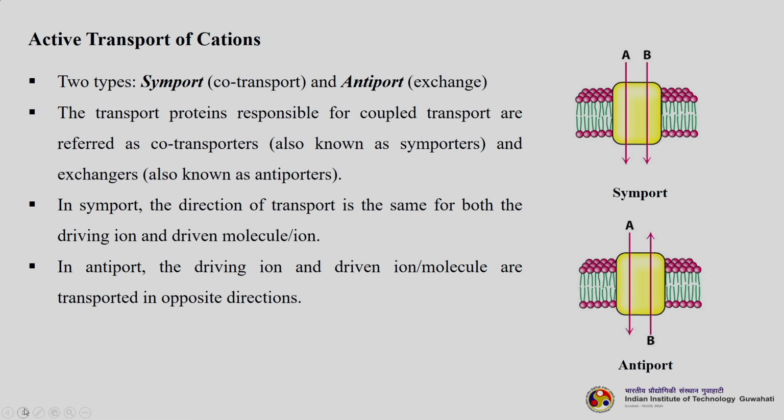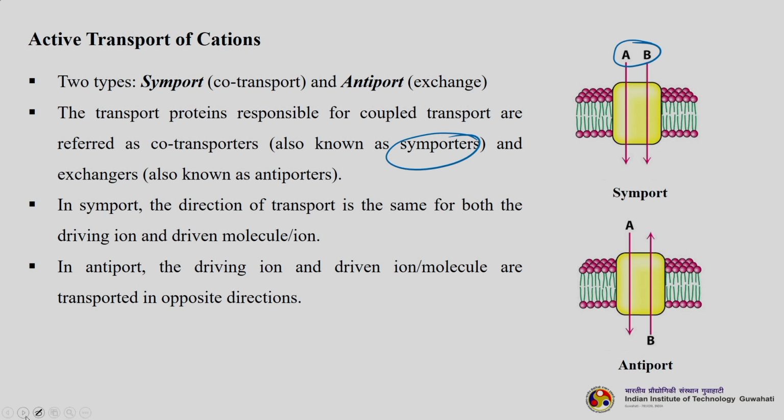Now, you can see the basic differentiation in the diagram itself. In symport, what is happening? The transport proteins responsible for coupled transport are referred to as co-transporters, also known as symporters, and exchangers, also known as antiporters. So, in symport, the direction of transport is the same for both the driving ion and the driven molecule or ion. So, here both A and B are moving in the same direction, but in antiport it is the reverse. That is why it is called antiport. The driving ion and driven ion or molecule are transported in opposite directions.